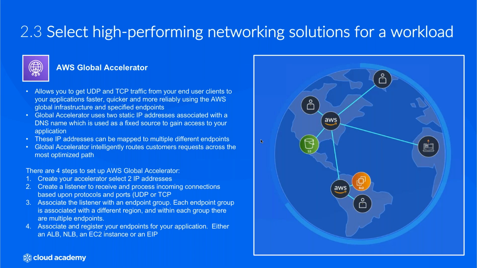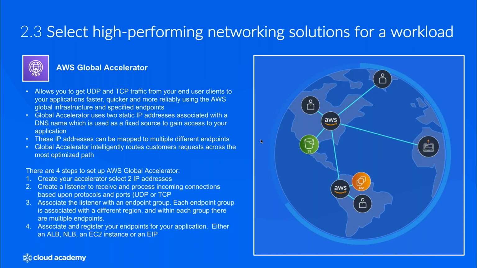If you've not used it before, it uses two static IP addresses which are associated with a DNS name, and this is used as a fixed source to gain access to your application in your environment. And this could be sitting behind a load balancer, or it could be directly connected to an EC2 instance or an elastic IP address. Now these IP addresses can also be mapped to multiple different endpoints as well, which could each be in a different region, and this helps to enhance performance of routing choices as well.